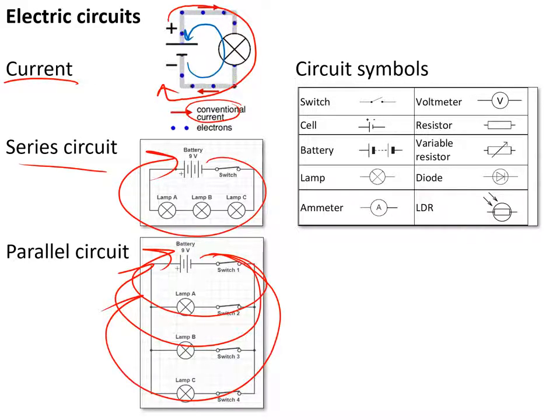Circuits are drawn using circuit symbols. Wires are drawn with a straight line using a ruler, and then we have the symbols you need to know for a switch, a cell, a battery, a lamp, an ammeter, a voltmeter, resistor, variable resistor, diode and LDR.